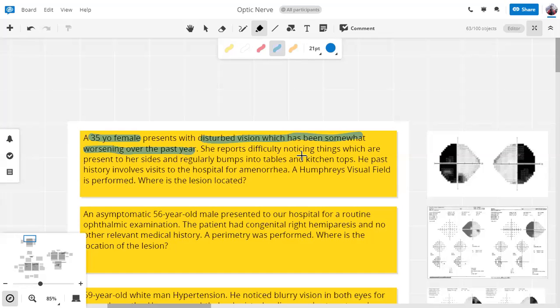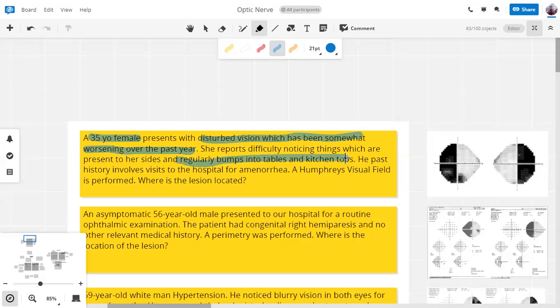Now, she has difficulty noticing things that are present to her sides and regularly bumps into tables and kitchen tops. Now, this is very peculiar. If a person doesn't know what is around them, they're always bound to walk into objects, strike objects. This is what is happening to her. She has difficulty noticing things which are present to her sides and regularly bumps into tables and kitchen tops.